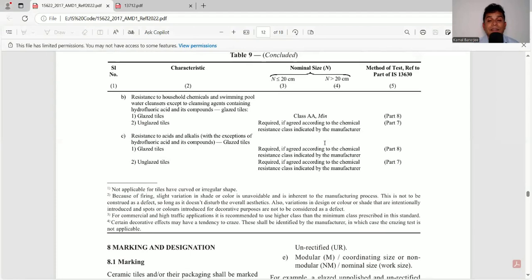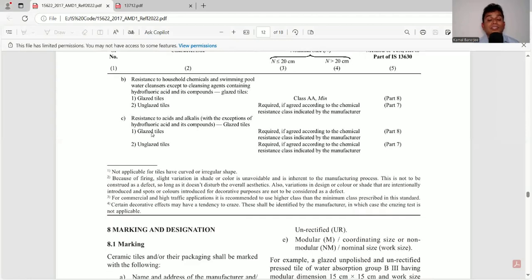Then resistance to acid and alkalis, with the exception of hydrofluoric acid and its compounds, for glazed tile. It is required if agreed according to the chemical resistance class indicated by the manufacturer. For these two also, the code has given the provision that you need to follow what the manufacturer has given and then check. So these are all about vitrified tiles.